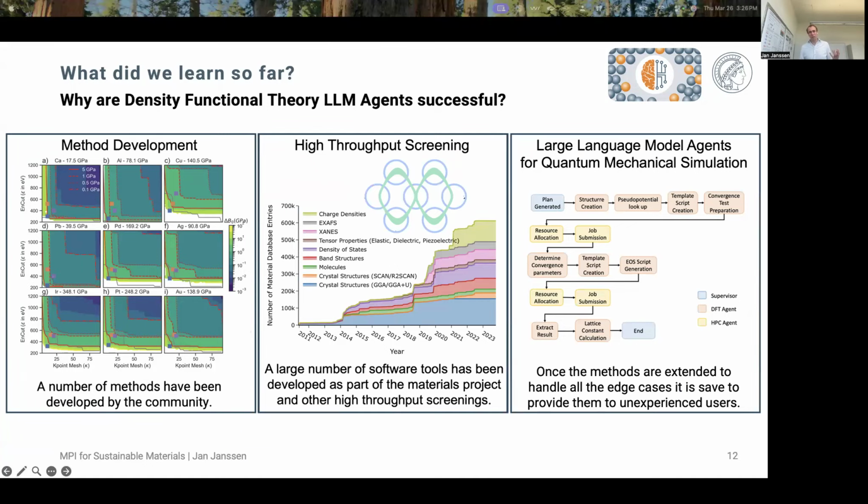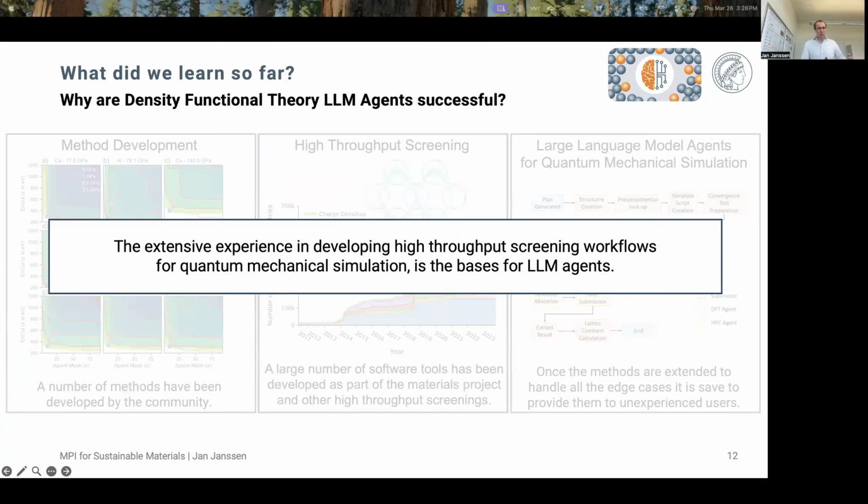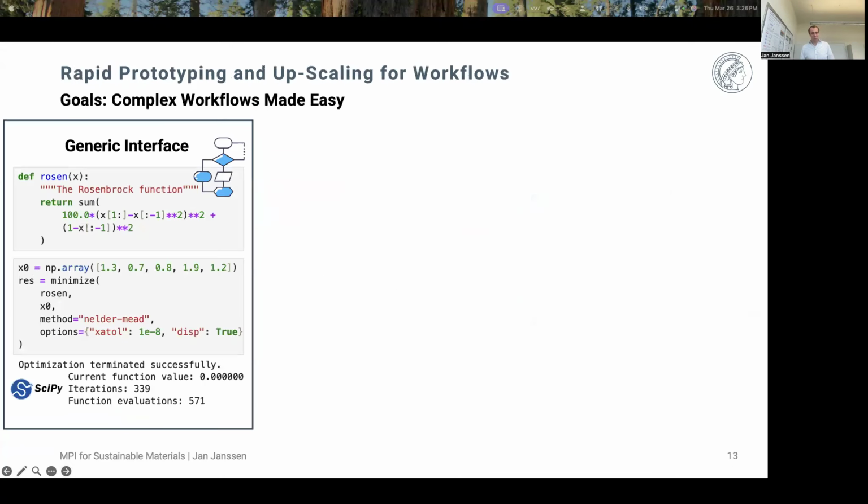I just want to emphasize that while it's now very successful for density functional theory calculations, this is only possible based on the high-throughput screening background and the workflows that we developed. So I wouldn't assume that this translates as easily to other simulation scales. Let me now take this chance and focus a bit more on the workflow aspect and the challenges we have when we design these kinds of workflows.